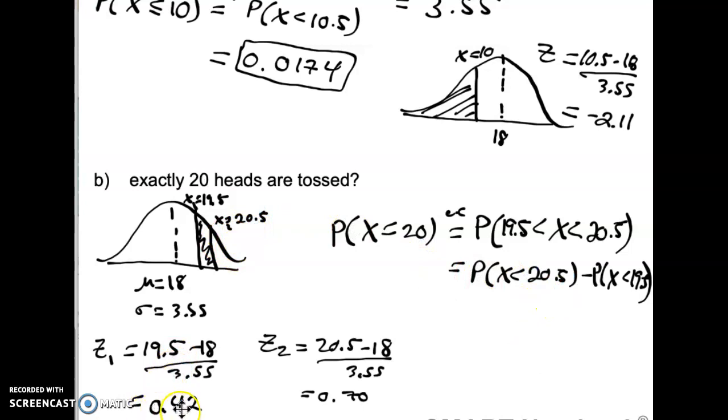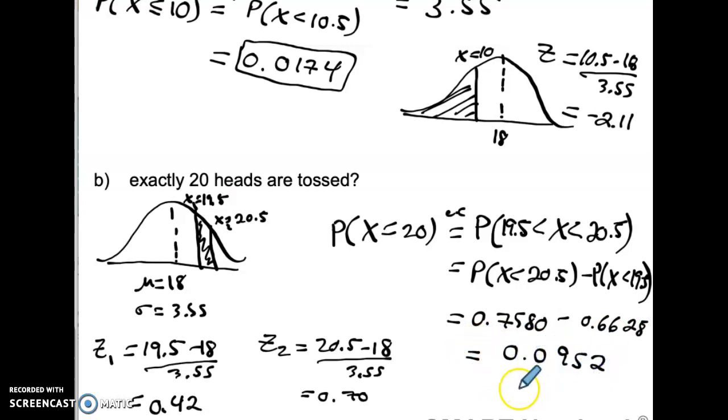So you hopefully got a z-score of 0.42 and a z-score of 0.70. And then you would look those two up in the tables, and you would find that you get 0.7580 for that second z-score and 0.6628 for the first z-score. Okay, and that gives you a probability of 0.0952. Okay. And you could have also done this using the binomial formula.